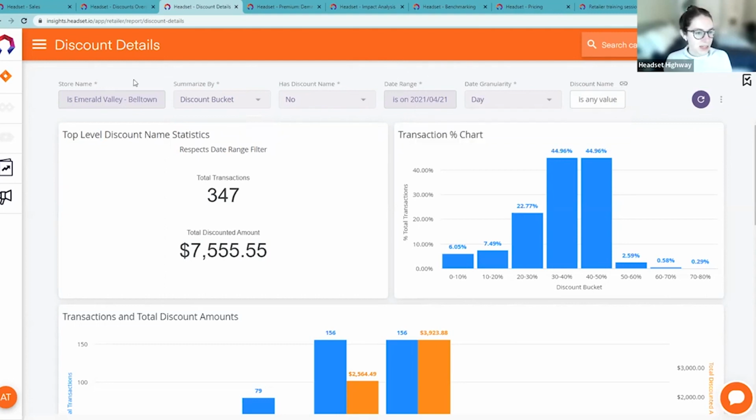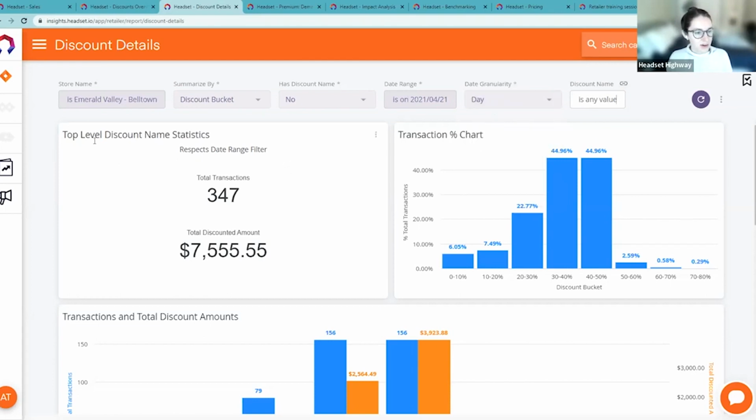All right, so with this, again, we have our store name selected, summarizing by discount bucket. For this specifically, I wanted to just focus on our discount day of 4/21 to see what our most used discount bucket was for that day. I'm also going to look at it by day because we're looking at only one day, but if you were looking at, again, maybe on a quarterly basis, you could break it out by week or month.